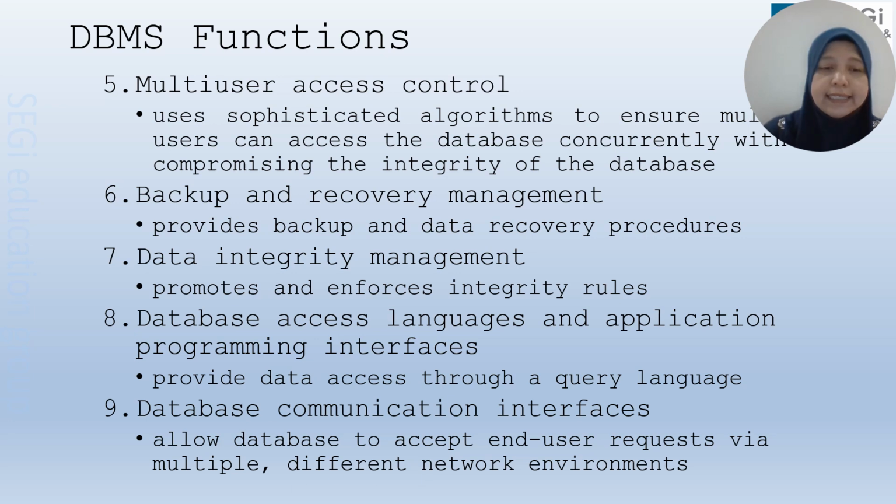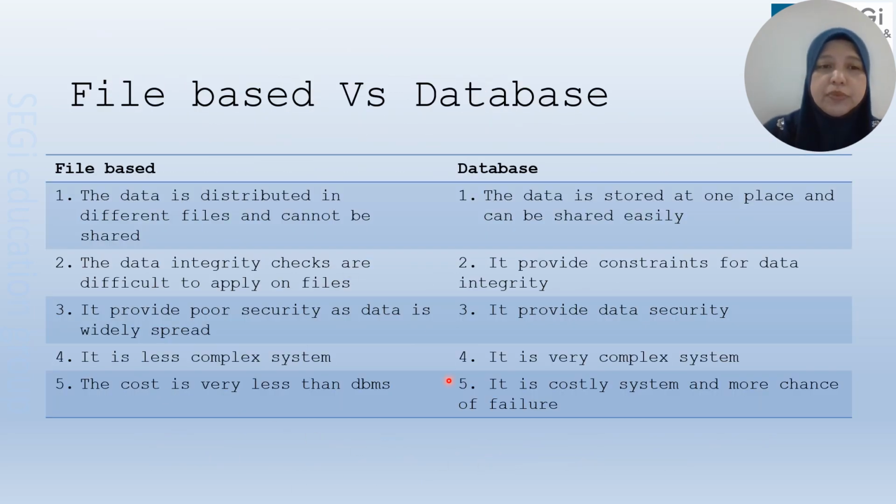Okay, so this is the difference between file versus database. We actually have done this in the previous slide, so just go through this. In a file system, the data is distributed in different files and cannot be shared, while in a database, the data is stored in one place, one database, and it can be shared easily. Data integrity checks are very difficult to apply in files. Like I explained just now, if you have 10 file systems, you have to make sure the data in all 10 file systems are the same. For a database, it provides constraints for data integrity.